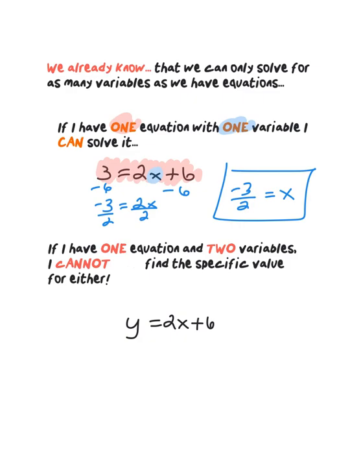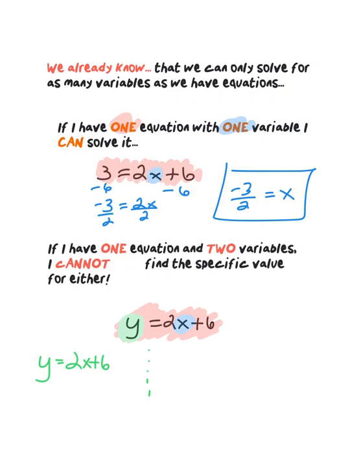In a different situation, if I have one equation, y equals 2x plus 6, it has two variables. One of them is x, and one of them is y. Because the number of variables doesn't match the number of equations, we won't be able to find the specific value of x or y. For example, I already know what y is: y is equal to 2x plus 6. There's no other way for me to tell you what y is because I don't know what x is. So I can't tell you the specific number for y.